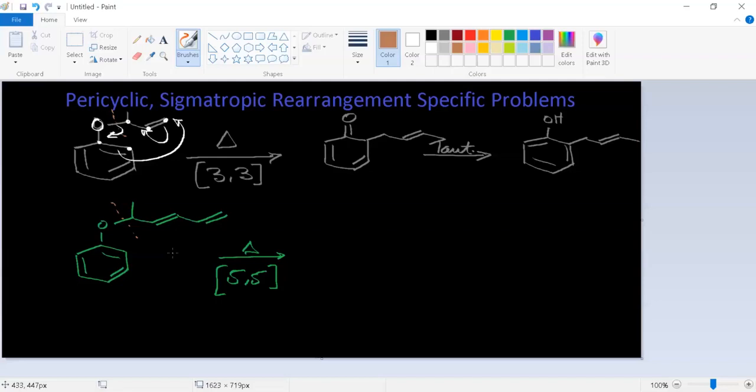Okay, so last one of this type, I promise. Thermal conditions with a 5-5 rearrangement, and you're given the reactant, figure out what the product is. So as characteristic with the other problems, kind of guess that this is where we're going to be breaking our first 5 from our second 5.